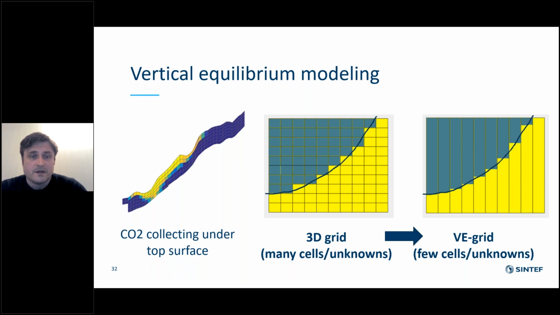However, in the Sleipner model here with layers, we do have vertical flow between the layers, and we do not have vertical equilibrium throughout the reservoir, but only in each layer. Next slide, please.